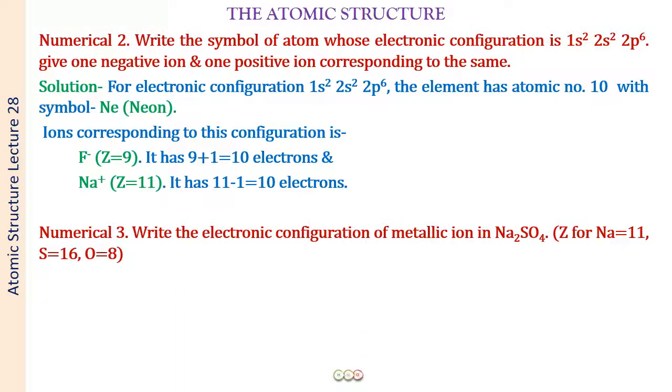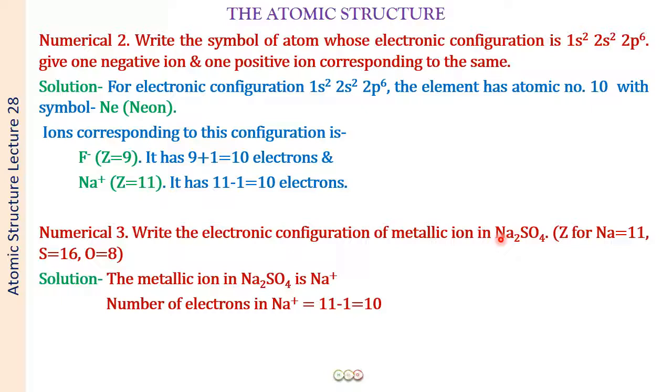Now the third question we have is write the electronic configuration of the metallic ion in sodium sulfate. Z for sodium is 11, sulfur is 16, and O is 8. This is given to you. Now, which is the metallic ion in this compound? Well, this is sodium. So we have to write the electronic configuration for Na plus.